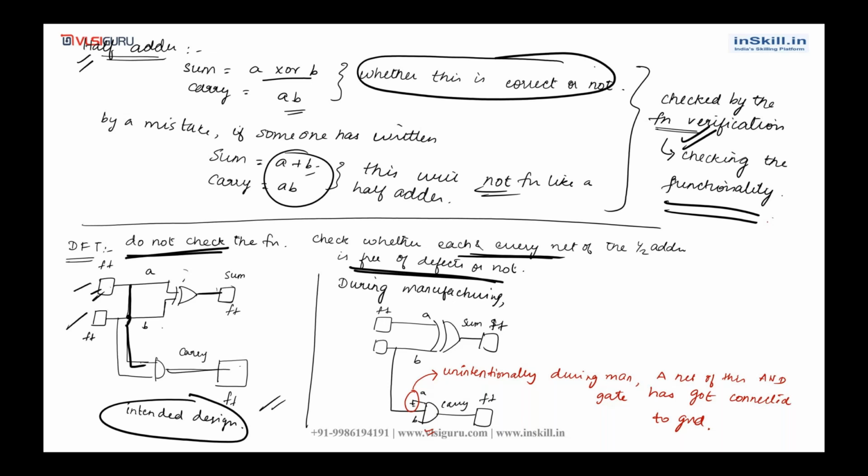So these kind of things only will be checked by the DFT team. So DFT team, we do not check the functionality. We check whether each and every net of this half adder is free of manufacturing defects or not. So this is what will be checked by the DFT engineer. We will discuss more in detail.